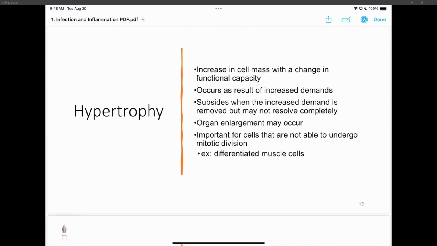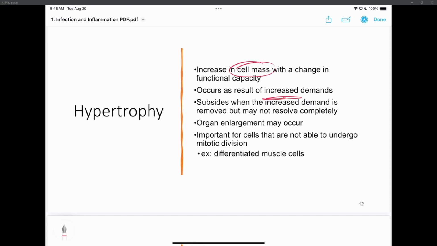Hypertrophy, increase in cell mass with a change in functional capacity. Obviously as a result of increased demands, so they have to generate more tissue to do all that. It subsides when the increased demand is removed. So if you work out a lot and then you stop weight training, eventually that muscle mass will start to go away because the demand for having that amount of muscle mass is gone because you're not working out anymore.